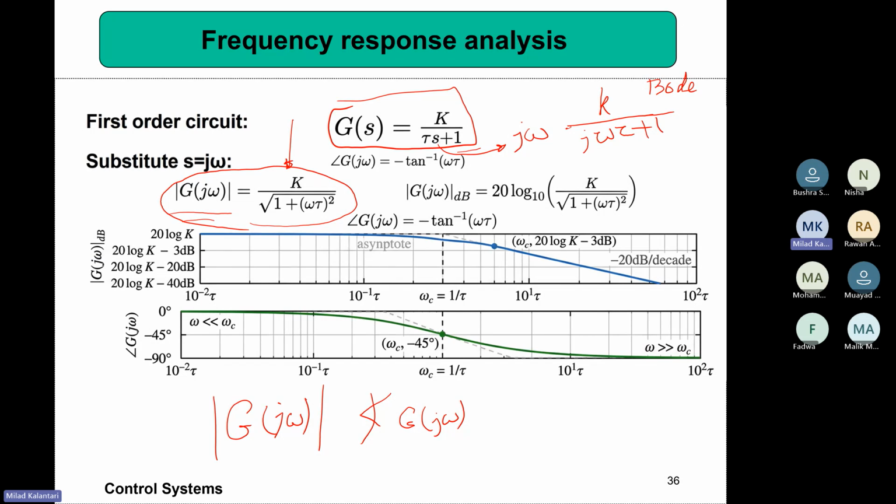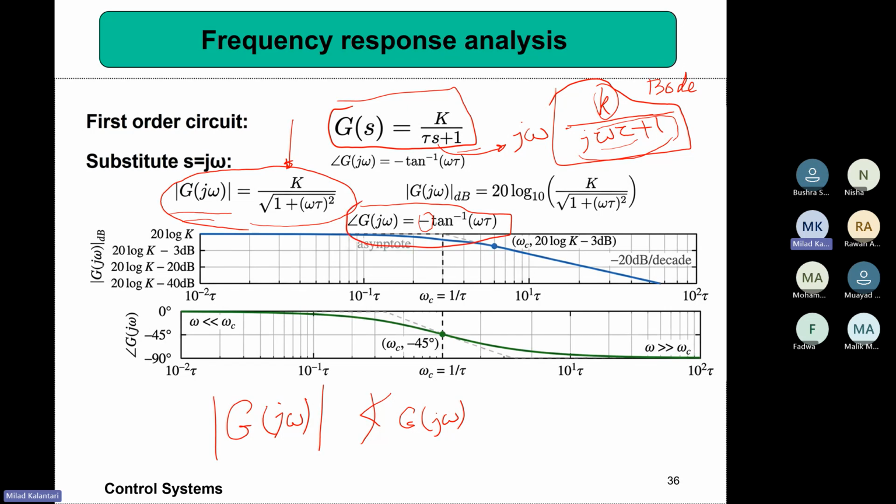And then on the other hand, we need to care about the phase of the G. The phase of the G is just to calculate the phase of this function, the complex function, right? This is a complex value. The K has no phase, it's a positive number. The denominator has a complex number, and the phase of this denominator basically is the tangent inverse of omega tau. And since in the denominator there is a negative sign, basically this is how we find it, right?